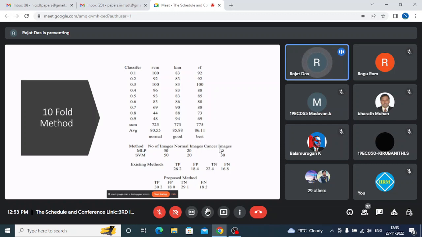number of images, normal images, cancer images. And in the existing method we have the TP, FP, TN, and FN. Here the TP is just a true positive. FP is just a false positive. TN is a true negative, and FN is a false negative. For the proposed method, the methods we have used in this article, we have got the result as true positive 30.2, FP as 18.0, TN is 29.1, FN is 18.2.